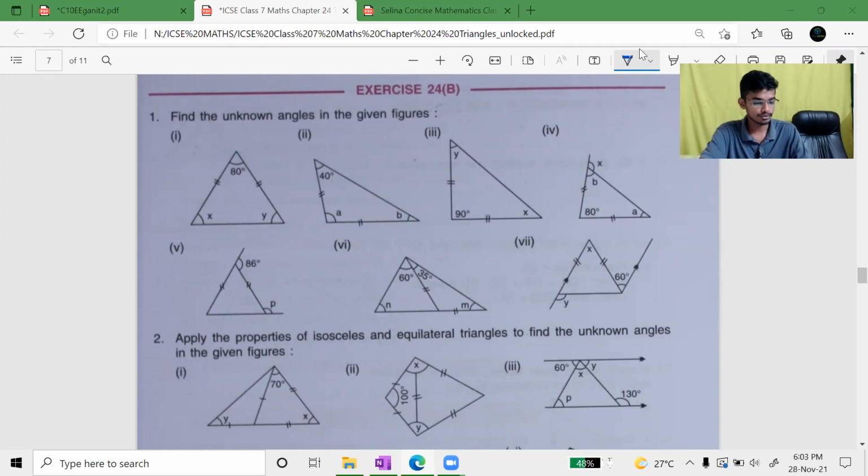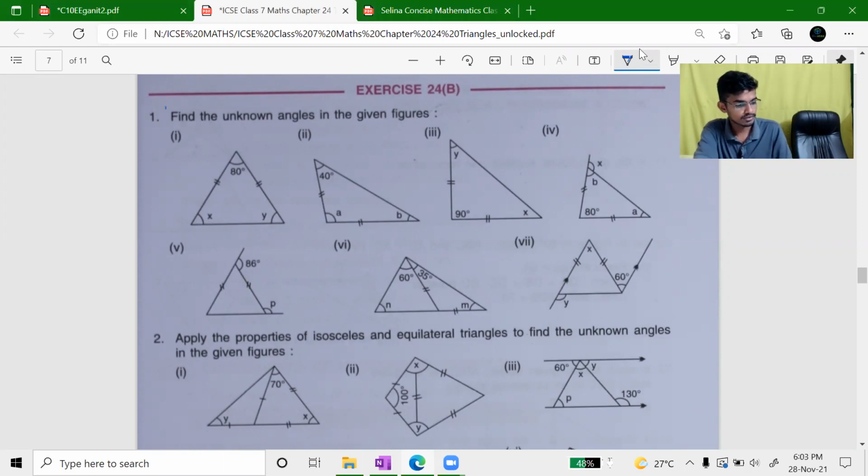Okay, so today we are going to start with the second exercise of triangles. Question one is: find the unknown angles in the given figure. So what is the question? We have to find the unknown angles in the given figure.